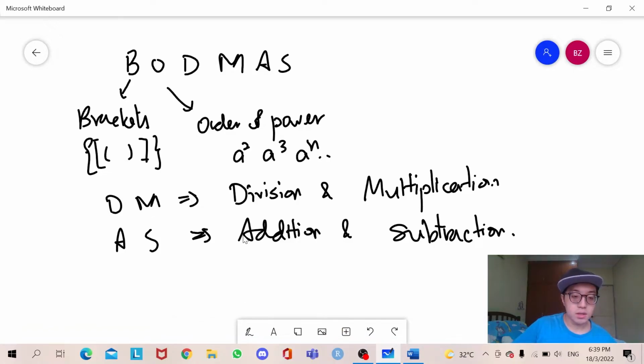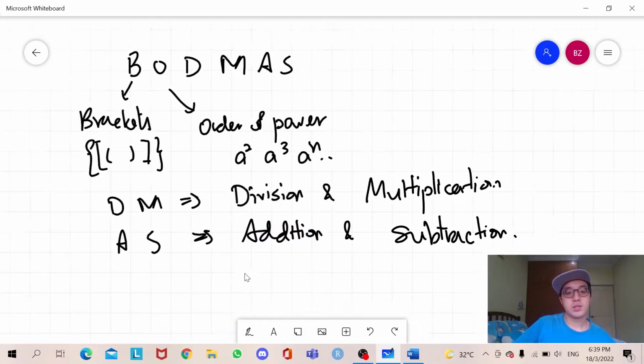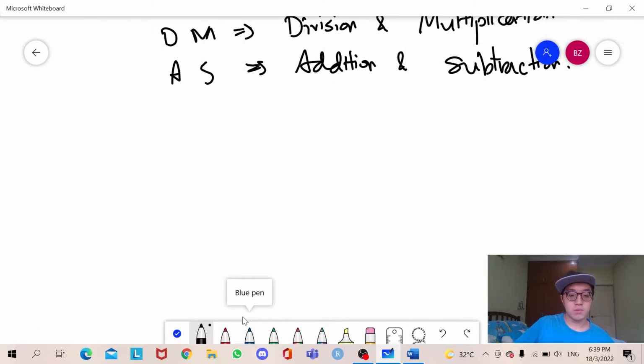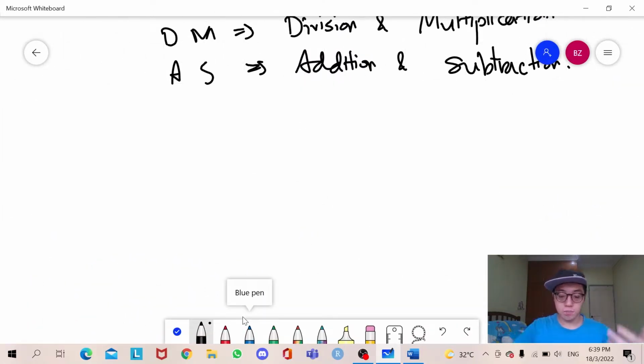So this brings us back to the one that we talked about just now, which is squares and cubes and roots. I have a small example here. E.g. number one.